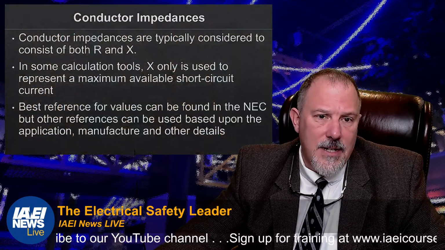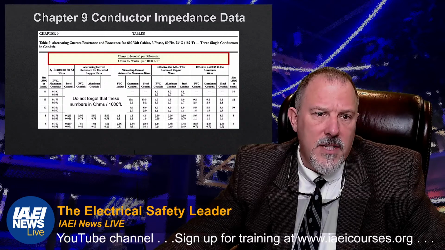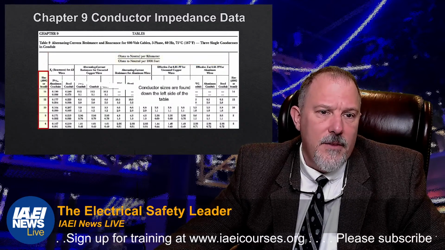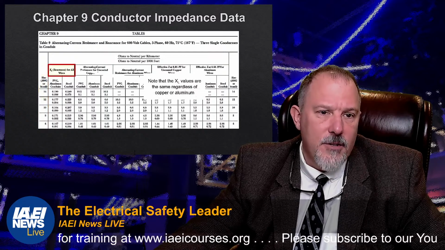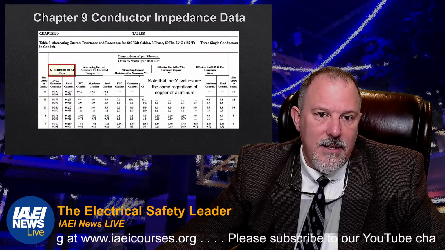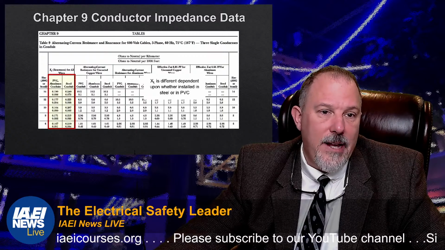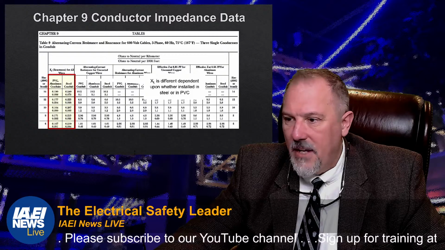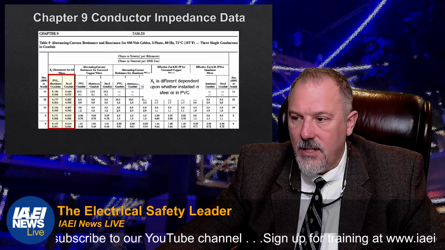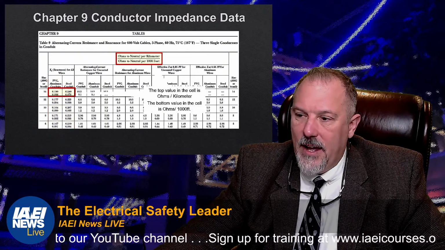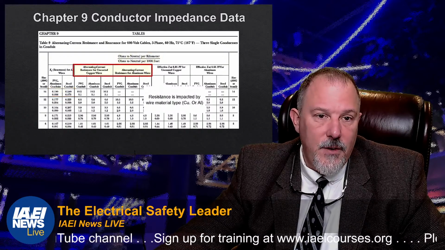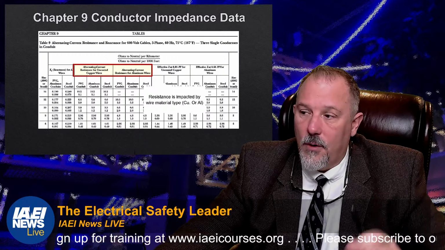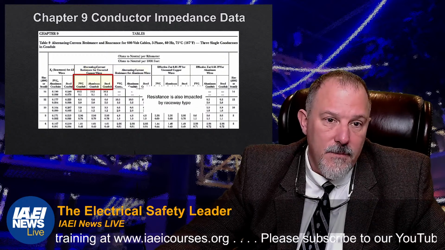And I'll just give you an example. If you go to table 9, chapter 9, there's your ohms per 1,000 feet. There's your conductor sizes. There is your X sub L, that's your reactance. And you'll notice it's different for aluminum or PVC conduits or steel conduit. And then you have your actual ohms per 1,000 foot. And then you have your alternating current resistance for uncoated copper wires or for aluminum wires.